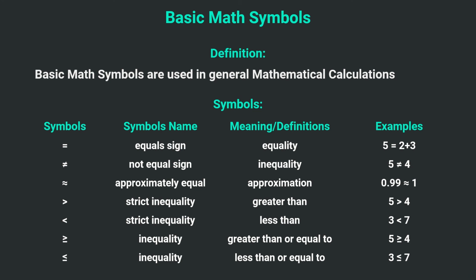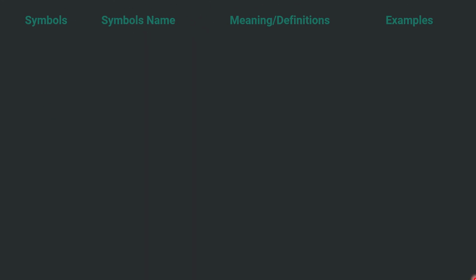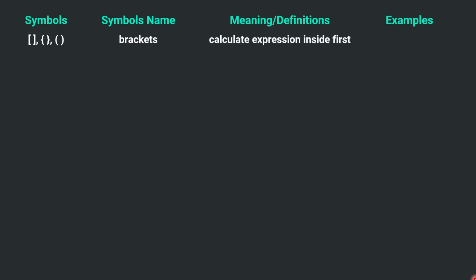Now let's move towards other symbols also. Then we have these brackets. These are used to calculate the expressions which are inside them first. So for example, this is a problem. These brackets will be solved first because the expression is inside these brackets.